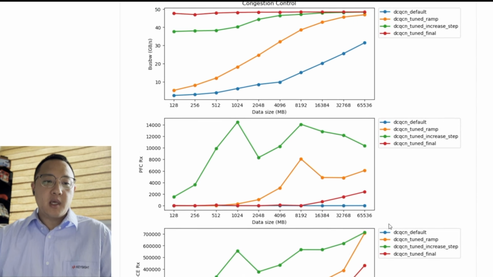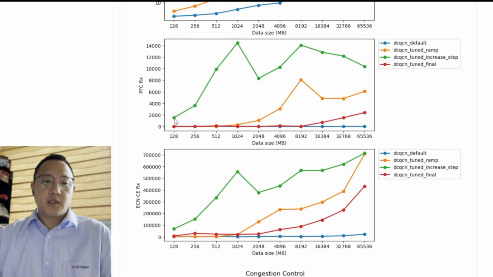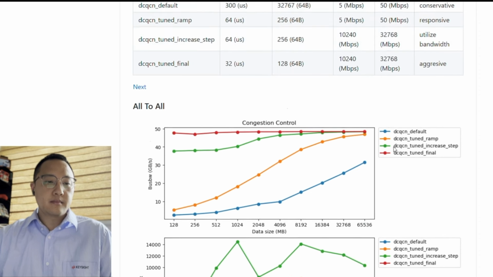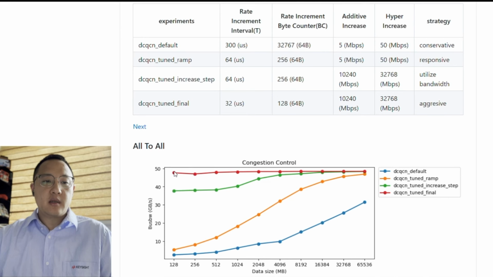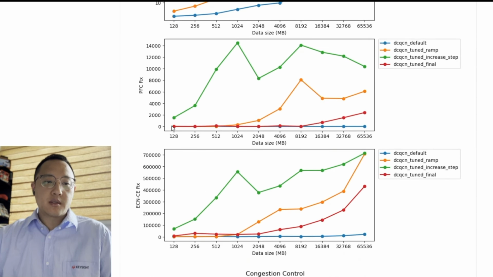However, look at the PFC and ECN CE metrics, showing a huge number of receiving counters. This may be a side effect of rapidly increasing rate, leading to more congestion. The DCQCN tuned final configuration, represented by the red line, performs the best among all experiments by decreasing the ramp-up interval and the byte counter further, while keeping the higher additive and hyper steps. It also eliminates the PFC and ECN CE counters, indicating excellent network bandwidth utilization.